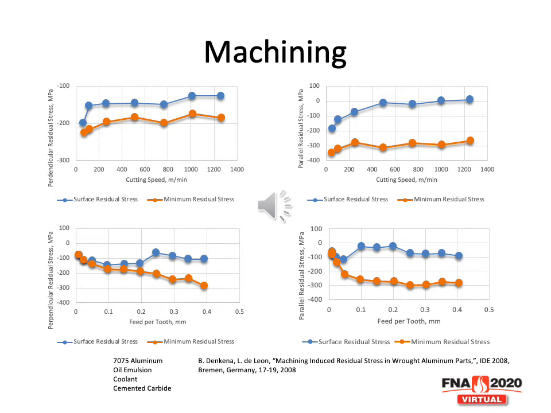In another study of machining wrought aluminum parts, presented at another IDE conference in Bremen, you can see that differences in cutting speed make a difference in the amount of residual stresses that occur. For instance, as my cutting speed increases, I increase the residual stress. As I increase the feed per tooth, for instance when I'm machining a gear, it makes a big difference in terms of the residual stresses that are going to be present.